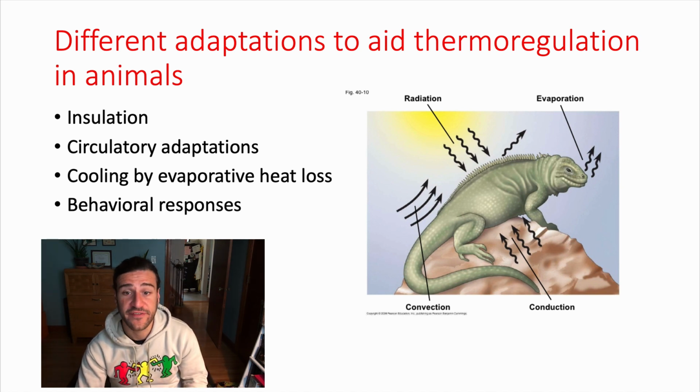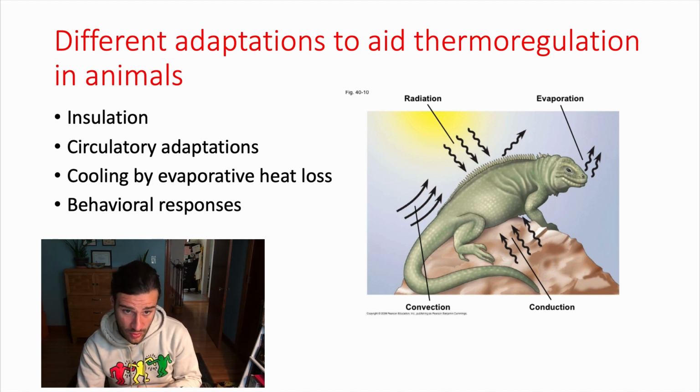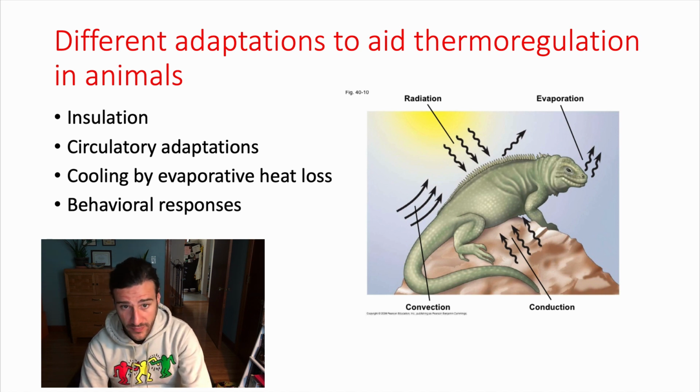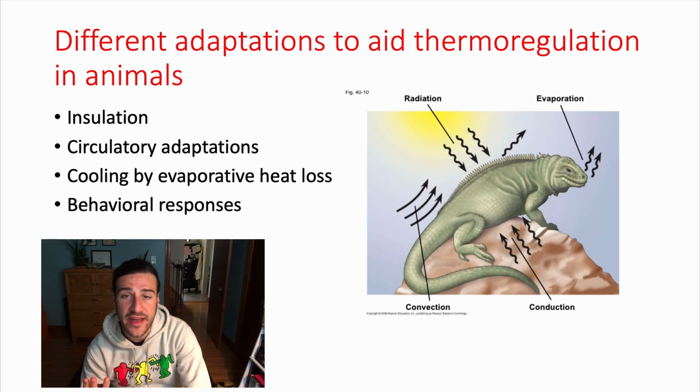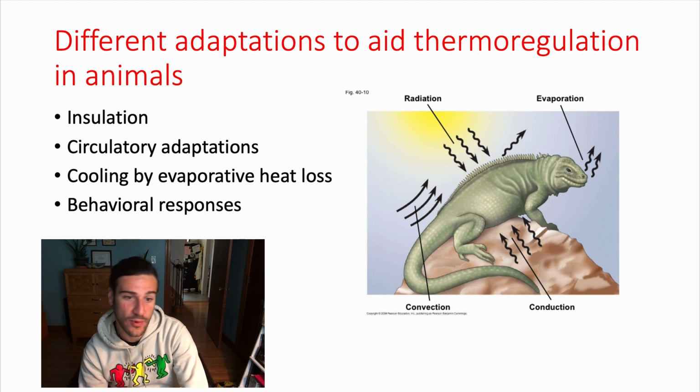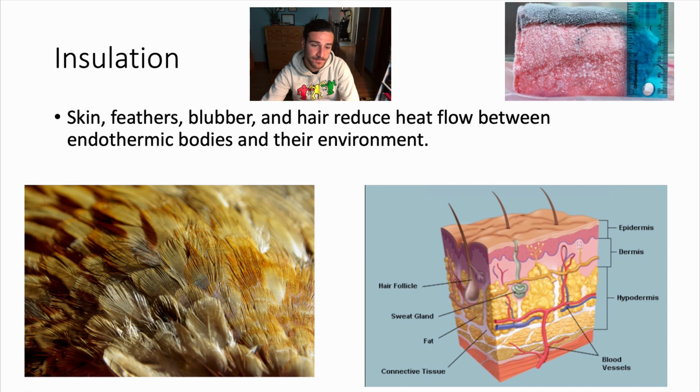Now, there are different adaptations to aid in thermal regulation, so not just behavioral like I mentioned. These include insulation, circulatory adaptations, cooling by evaporative heat loss, and behavioral responses that I kind of already went over, jumped the gun a little bit.